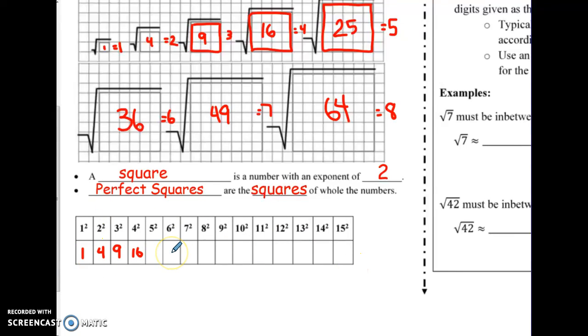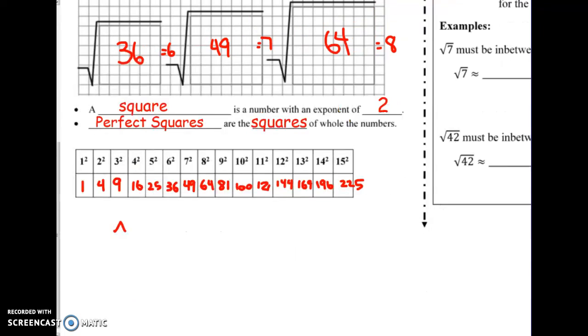Remember, there's a button on your calculator you can push to quickly square a number. And if you'd rather, you could use your caret button with a 2 behind it to get that second exponent in there. So go ahead and pause the video for just a second. Try these on your own to fill in the rest of the chart. And then click play to check your answers.